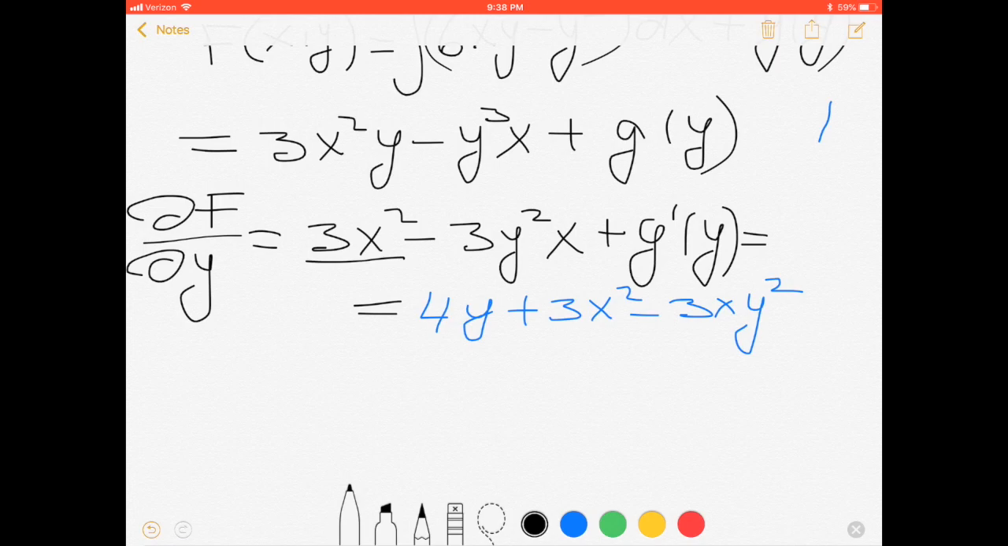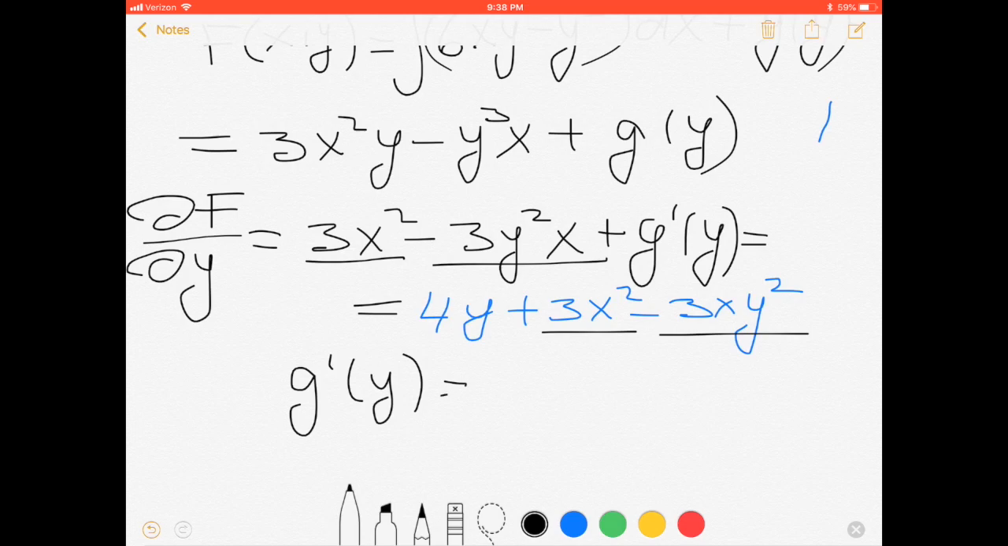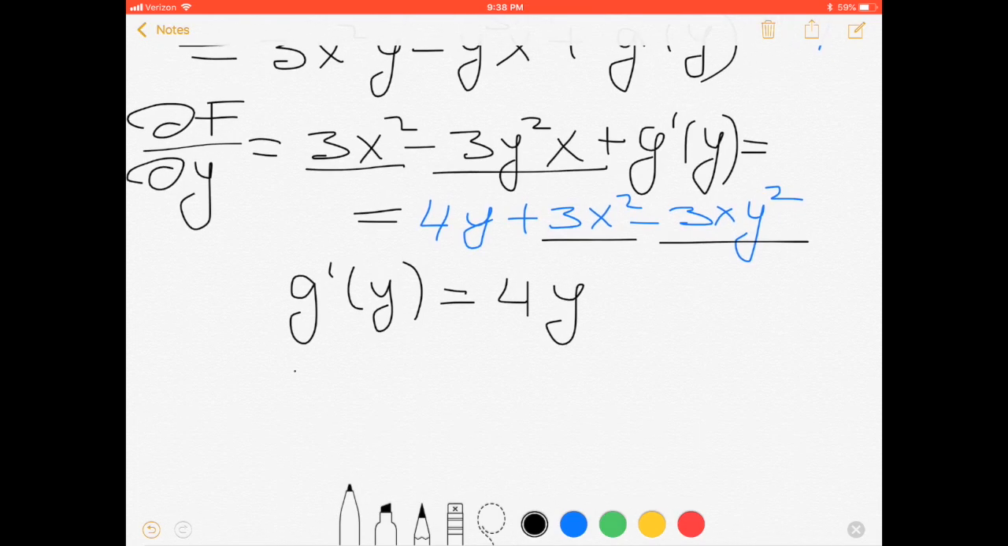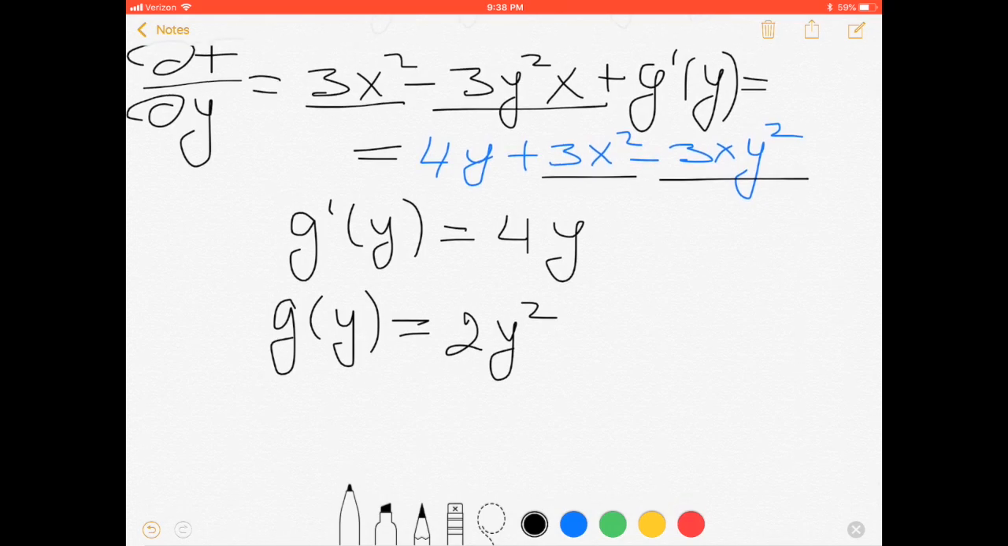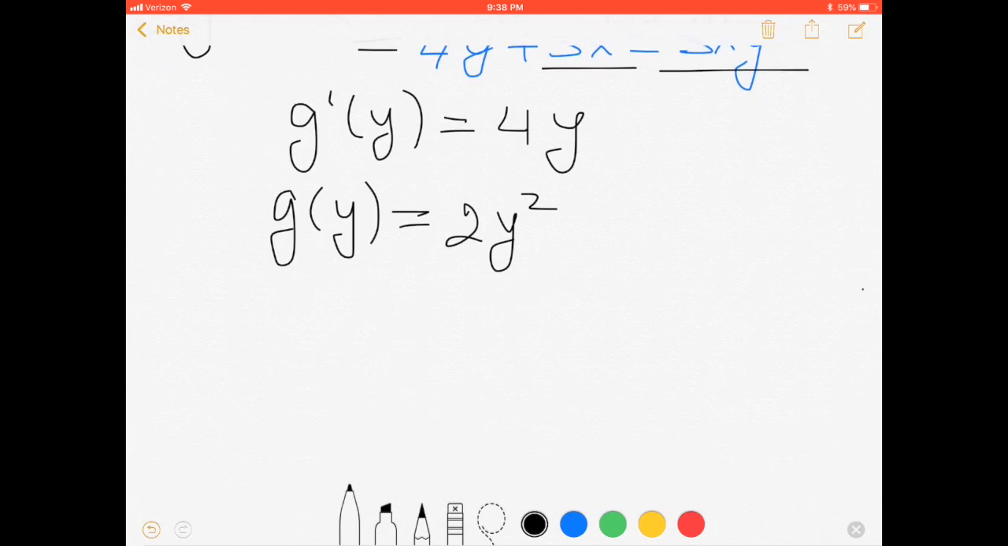3x squared on the left part, 3x squared on the right part, minus 3y squared x, minus 3xy squared. This means we have the equation g prime of y equals 4y. We use the integral, we have g of y equals 2y squared. Finally, right now we're ready for the right answer.